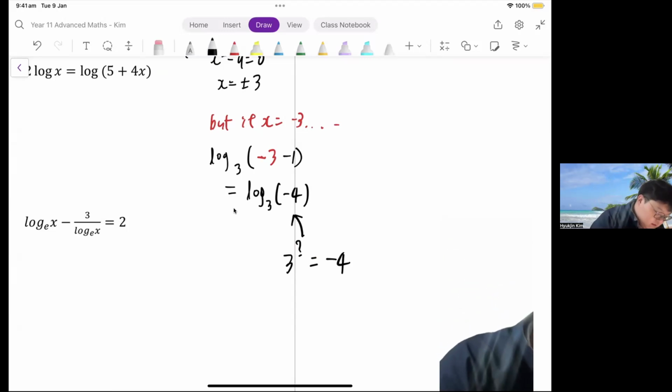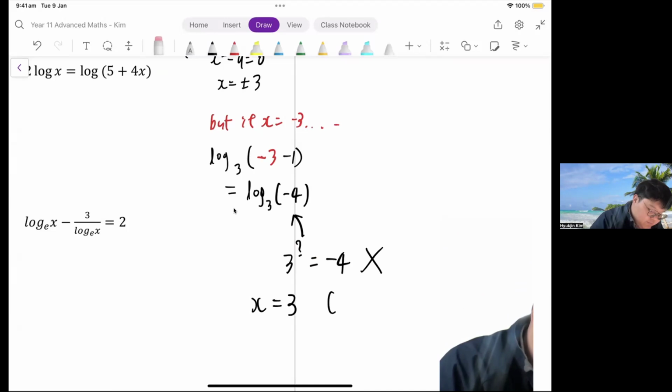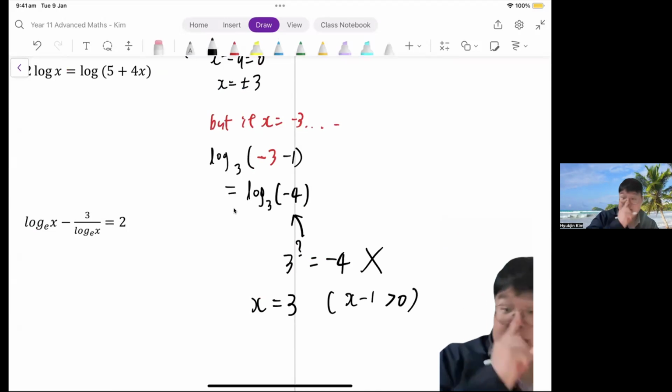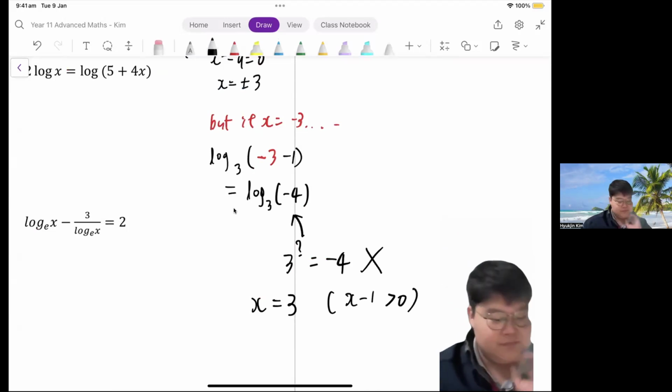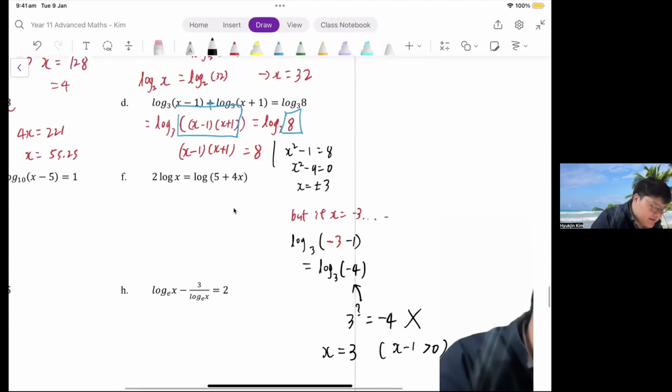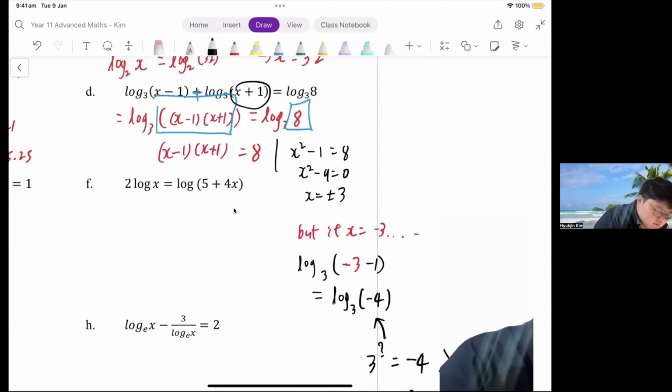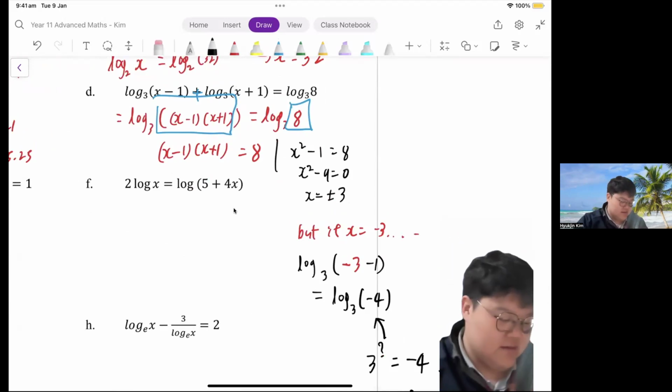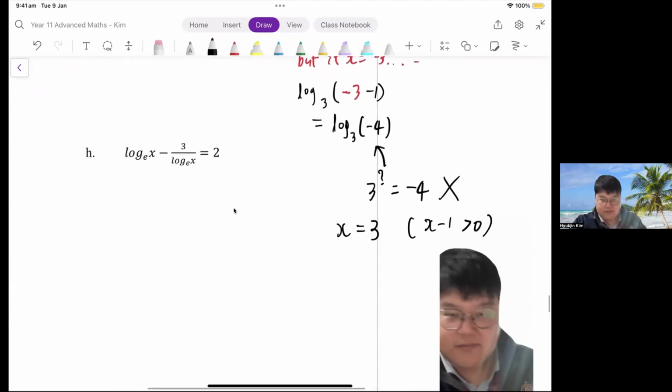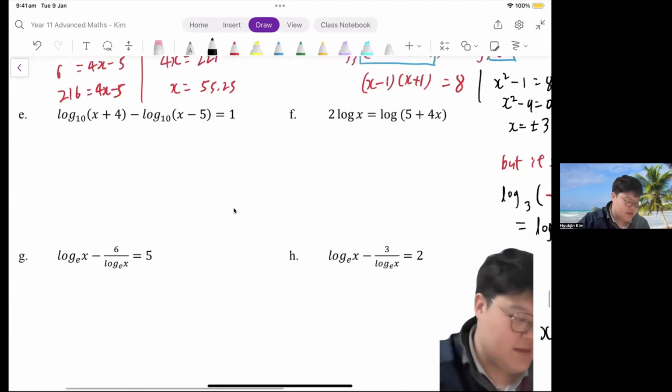So that means x has to equal just 3, as whatever's inside the log, x minus 1, has to be greater than 0. Always. It has to be always greater than 0. Why did I just pick x minus 1? Because x plus 1 is positive for sure, so I don't really have to worry about it. So now x is 3. Okay, we eliminated the negative answer.